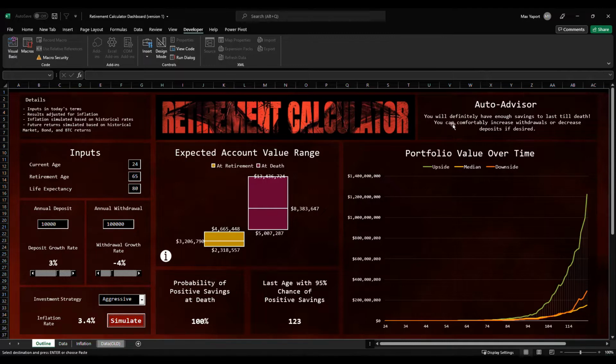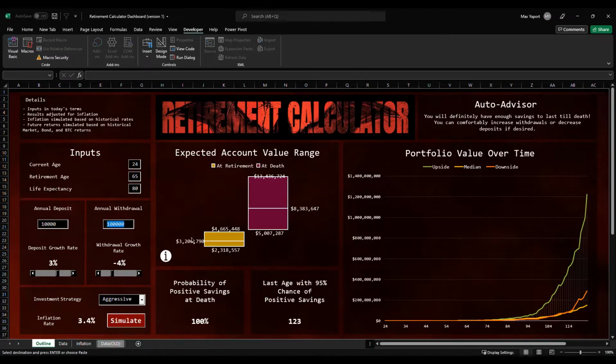Our auto advisor tells us that he will definitely have enough money to last until death, so he can comfortably increase withdrawals or decrease deposits if desired. And this probability is reflected here. And the last age with 95% chance of positive savings is shown here at 123 years old.